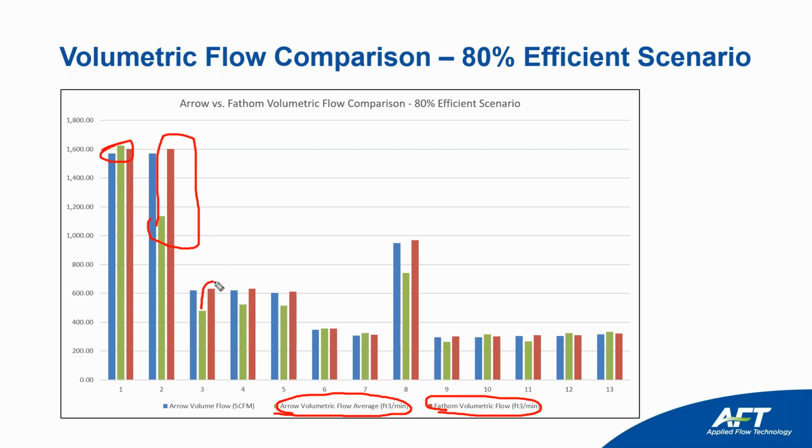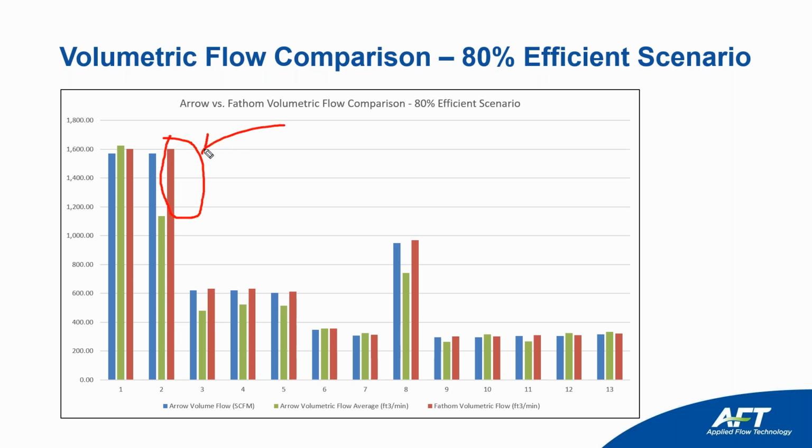Okay, and so you see that in several of these pipes. But here they are very similar, and you've got those differences. So it looks like when you're dealing with AFT Fathom, keep this in mind: when looking at incompressible flow, typically, if that's what you're comparing, Fathom is going to be over predicting the volumetric flow rate, the actual volumetric flow rate.